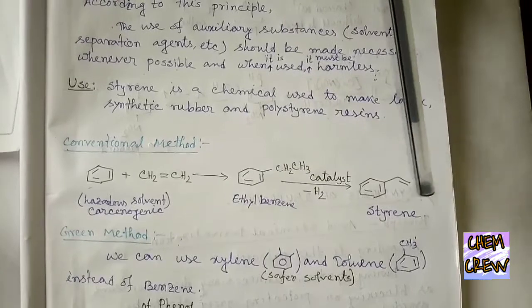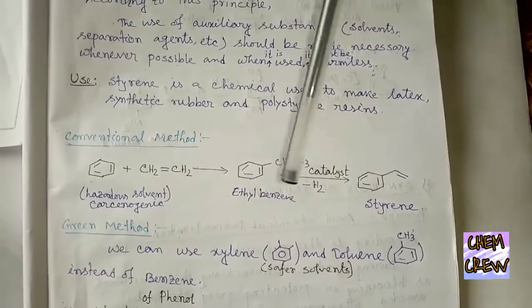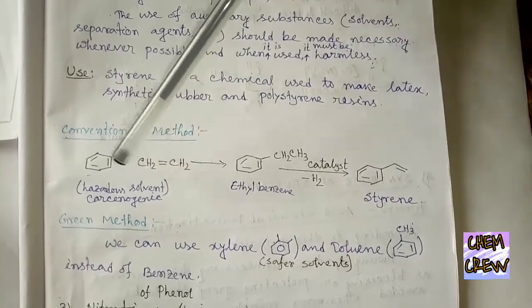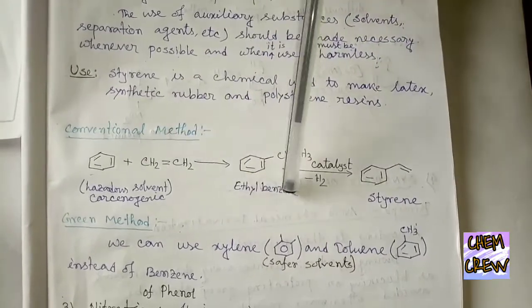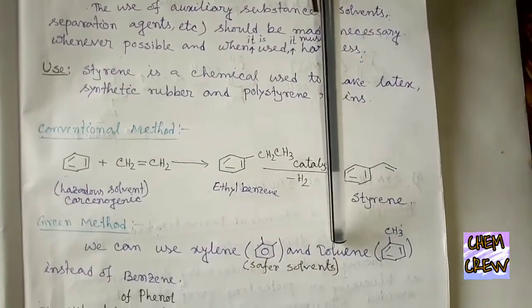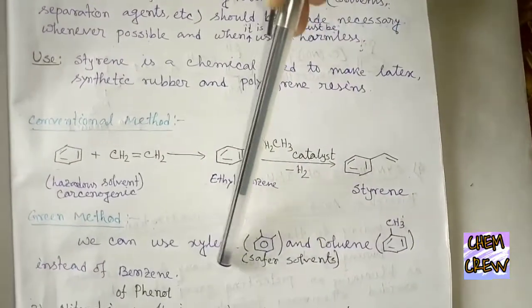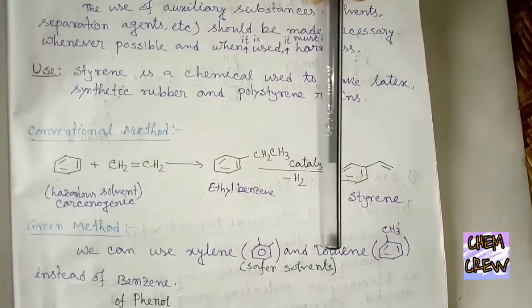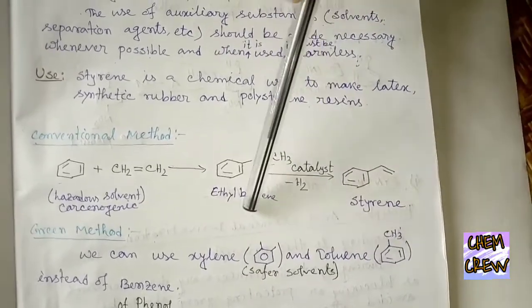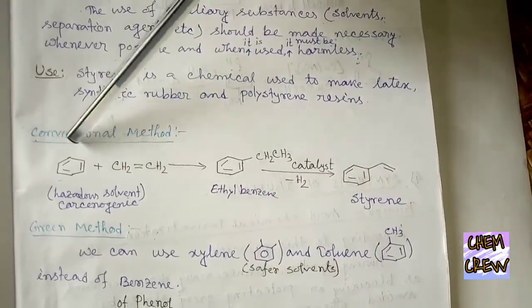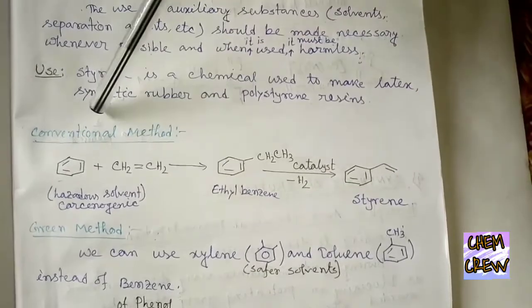Now compare these two methods. We know benzene is carcinogenic in nature and it is a hazardous solvent. But xylene and toluene are not hazardous, and they are safer solvents. So the use of xylene and toluene is more useful than the use of benzene. So the green method is more useful than the conventional method.